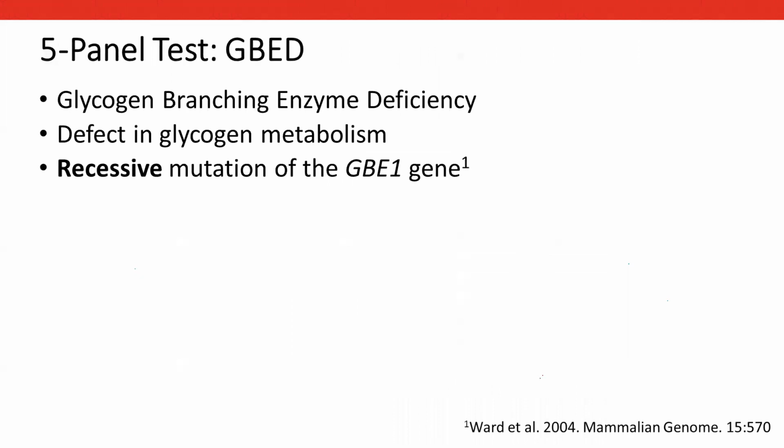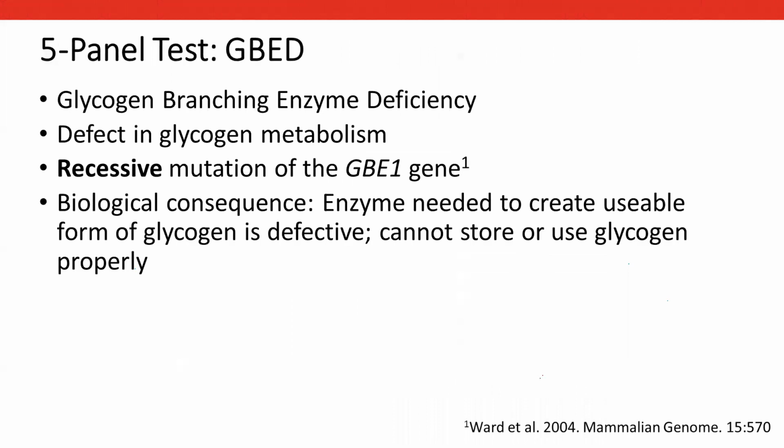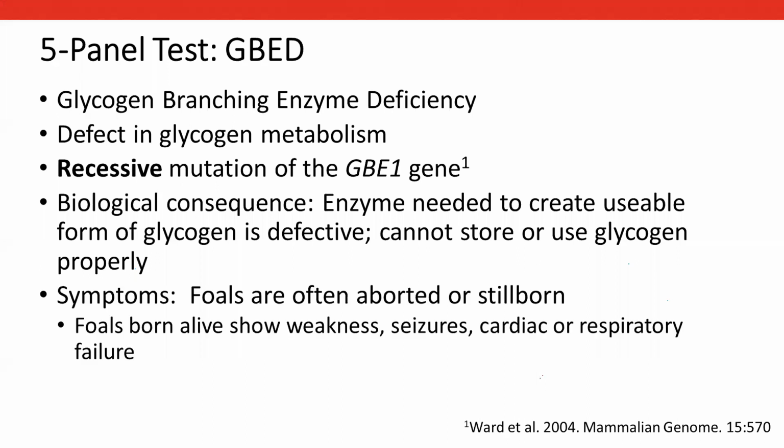So if a horse has a recessive genotype for this gene, the enzyme that is needed to create this glycogen in a form that the horse can use is defective. So it can't store or use glycogen properly. So if the horse can't get energy to its muscles and to its other tissues, that's obviously a problem.